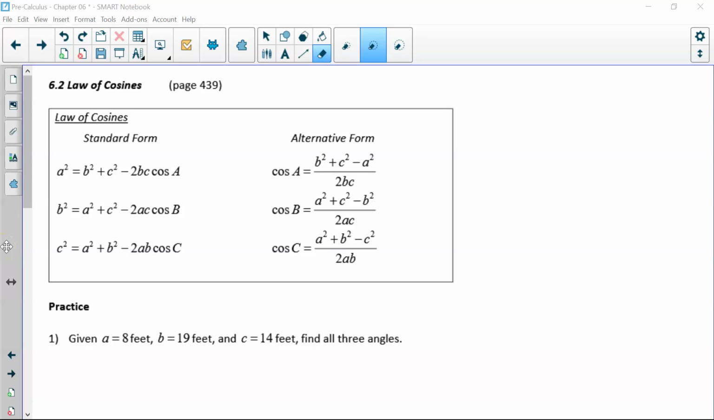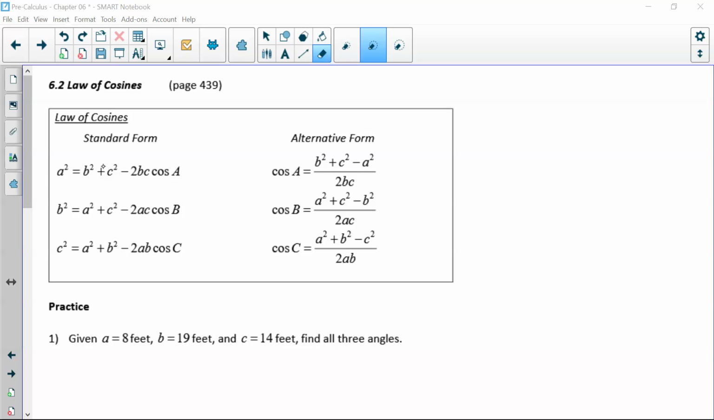Welcome back. We're in section 6.2. We're going to be talking about the law of cosines. Now, law of cosines is once again used to find a missing side or a missing angle in a non-right triangle. It's another method. So what we have here is the law of cosines, where a squared equals b squared plus c squared minus the quantity of 2 times b times c times the cosine of A.